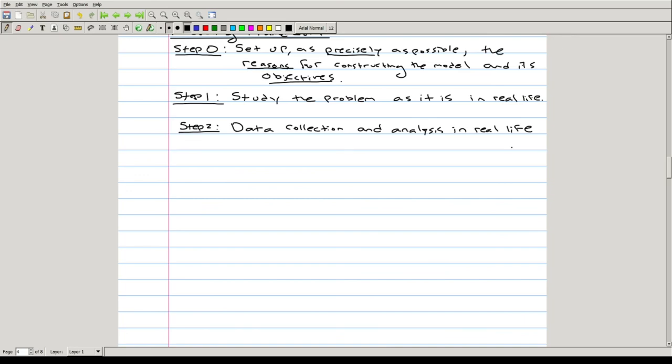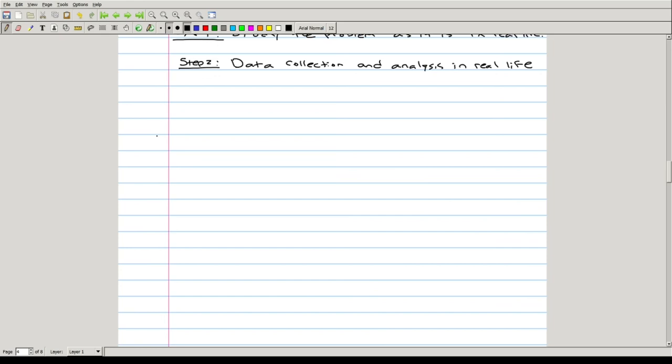And this is where you go out into the field, or you collect data from laboratories, and you collect real world data to analyze. And this actually then leads into step three, where you design controlled laboratory studies and simulations.